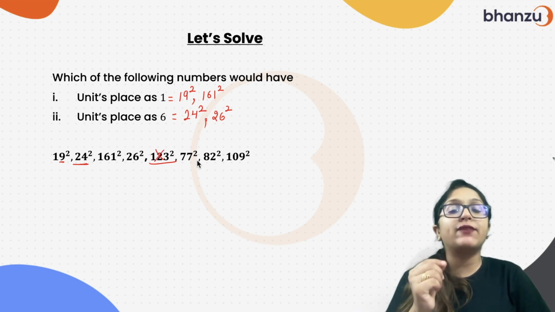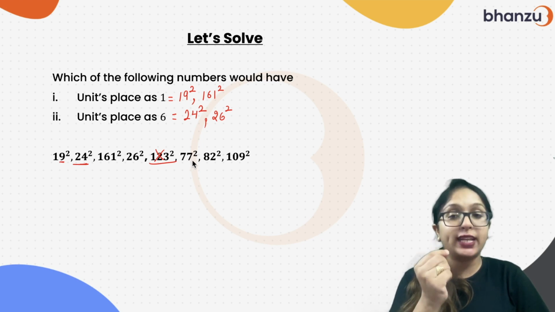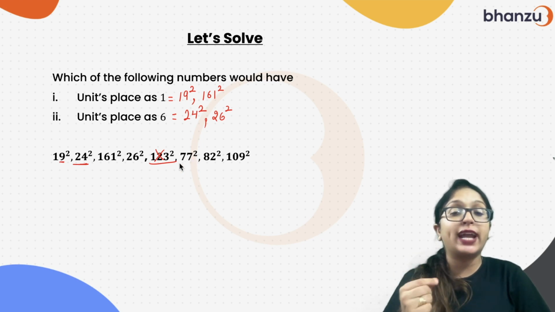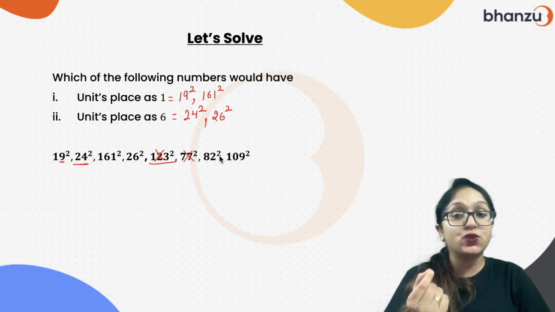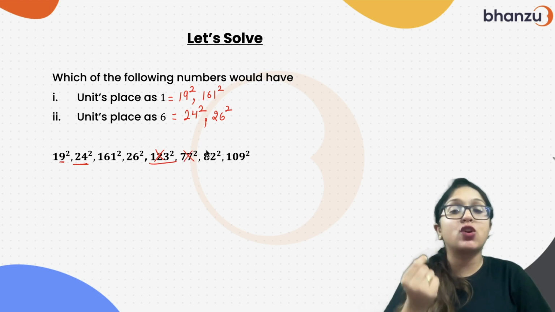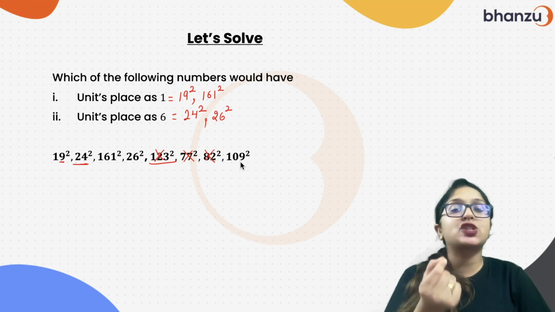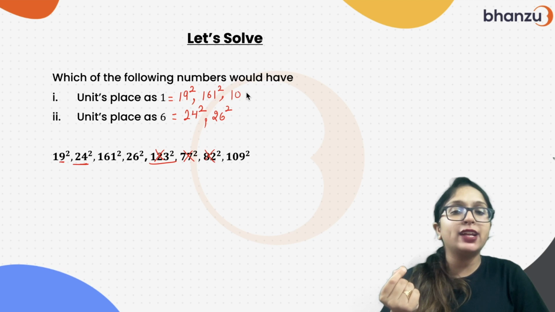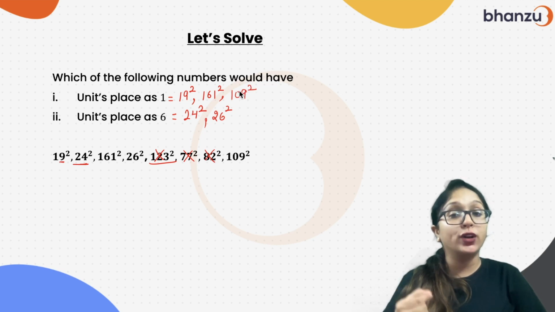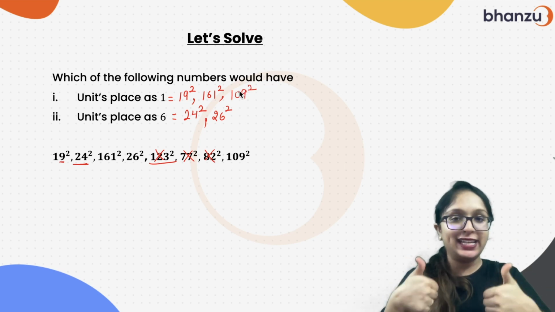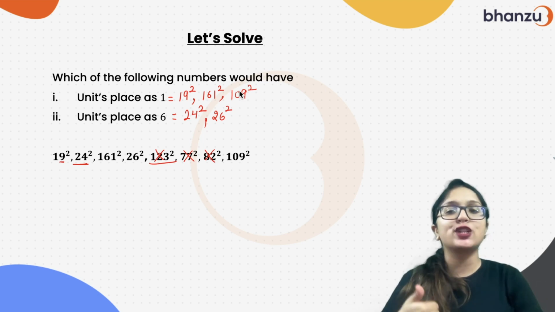If I talk about 77 square, 7 square is 49. This is also going to end with 9 and this has not been asked, right? So 82 square, 2 square is 4. This ends at 4. So this is also not asked. And then 9 square is 81. This is ending with 1. So I'll be writing 109 square over here. Did you understand? Yes, and this was easy also, right?